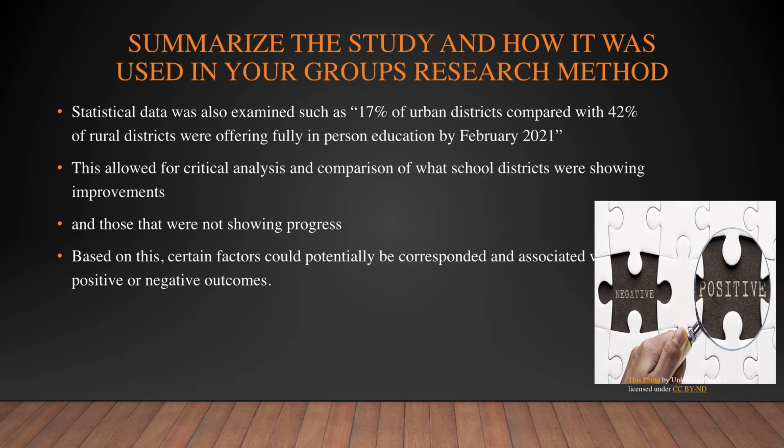Statistical data was also examined, such as 17% of urban districts compared with 42% of rural districts offering fully in-person education by February 2021. This allows for critical analysis and comparisons of which school districts were showing improvements and those that were not showing progress. Based on this, certain factors could potentially be corresponded and associated with positive or negative outcomes.